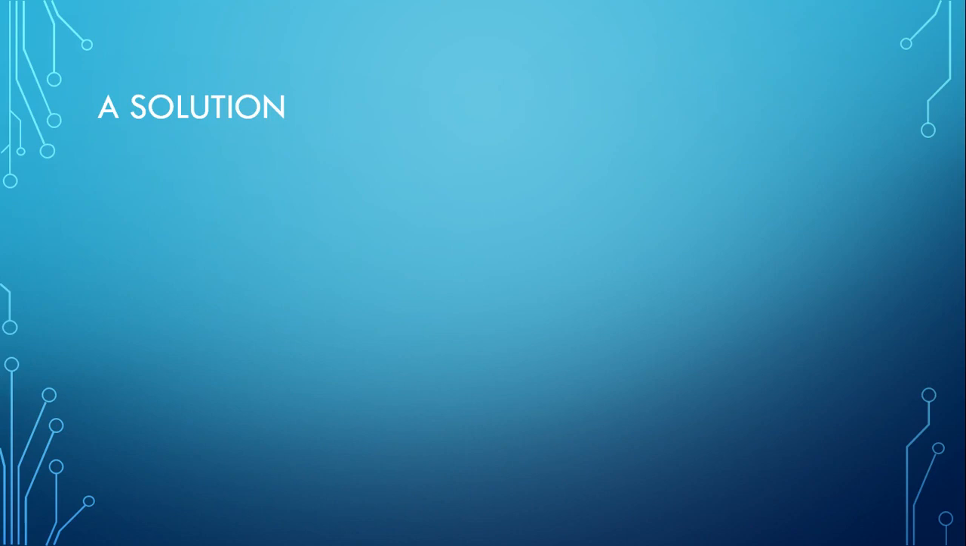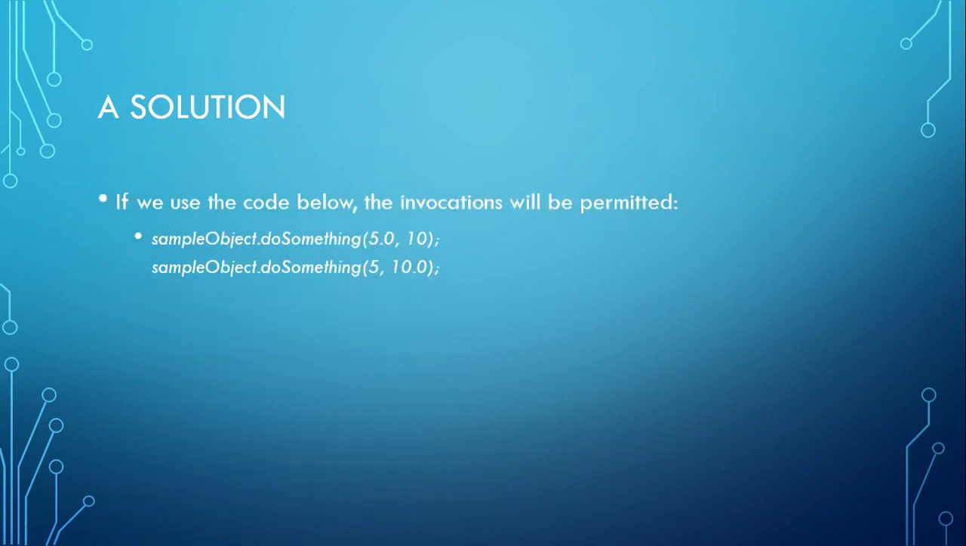All right, so here's one possible solution. If you use the code below, the invocations will be permitted. sampleObject.doSomething(5.0, 10), sampleObject.doSomething(5, 10.0). Now you can see that differentiates it because we have a double followed by an int, and then an int followed by a double, because ints cannot have decimals. However, obviously you can see this looks like it should take some remembering effort. Okay, which one needs to be this, which one needs to be that?